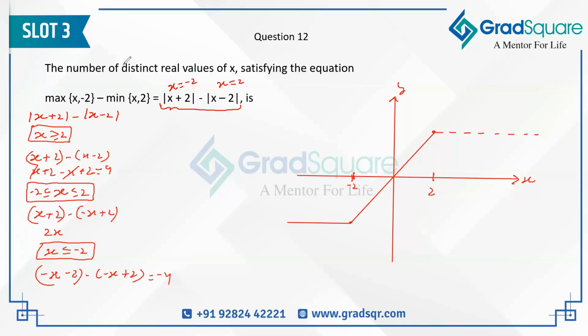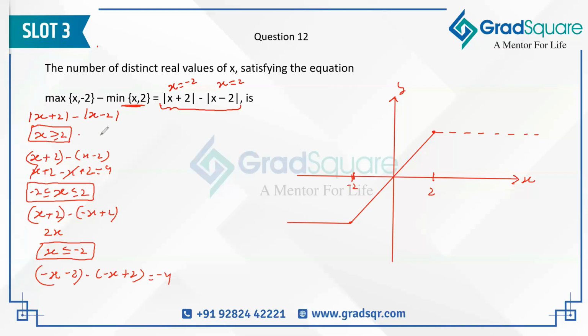The way they have described the graph or the function on the left hand side of this equation. Now look at this: max of x comma minus 2, minus minimum of x comma 2, right? Now, if I put any value greater than 2, this value will change. If I put any value between minus 2 to 2, there will be again changes, and less than minus 2 again changes. So my ranges will remain the same once again. They have designed the question that way.